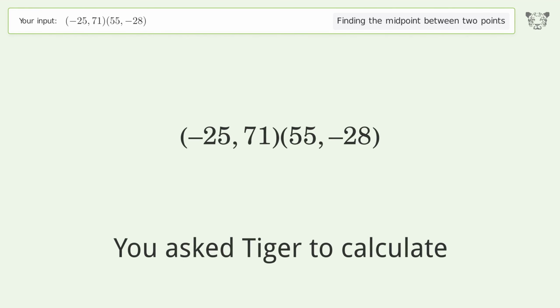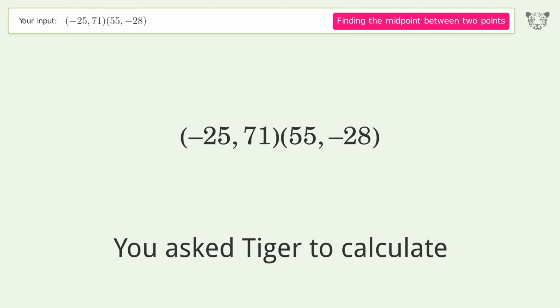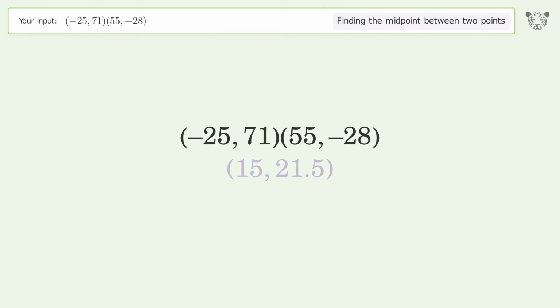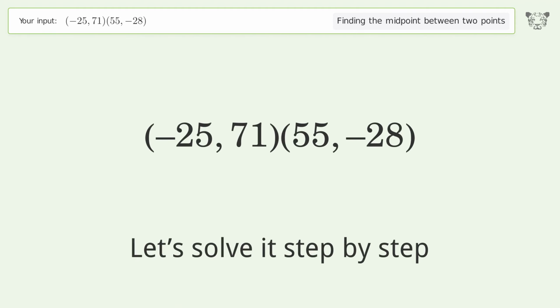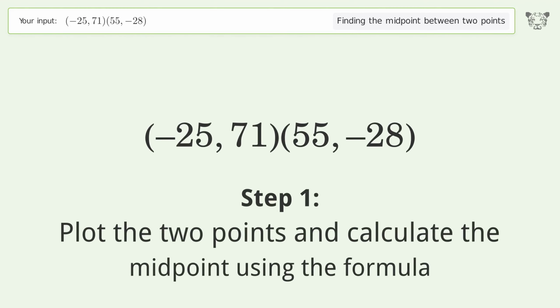You ask Tiger to calculate. This deals with finding the midpoint between 2 points. The midpoint between the 2 points is 15, 21.5. Let's solve it step by step. Plot the 2 points and calculate the midpoint using the formula.